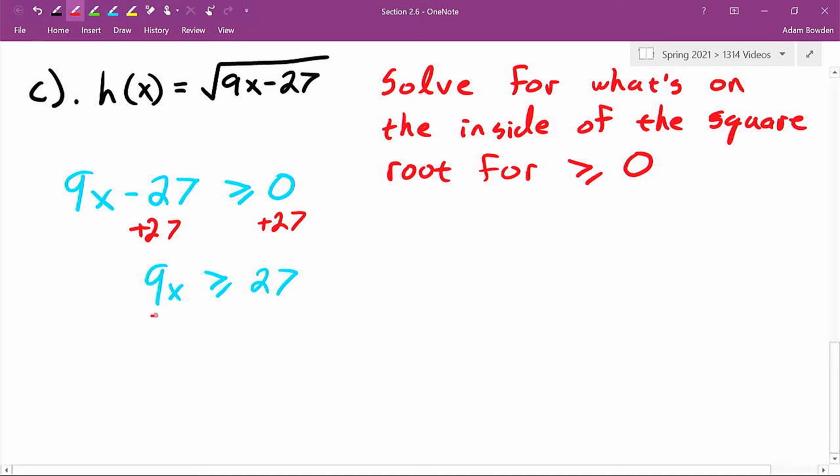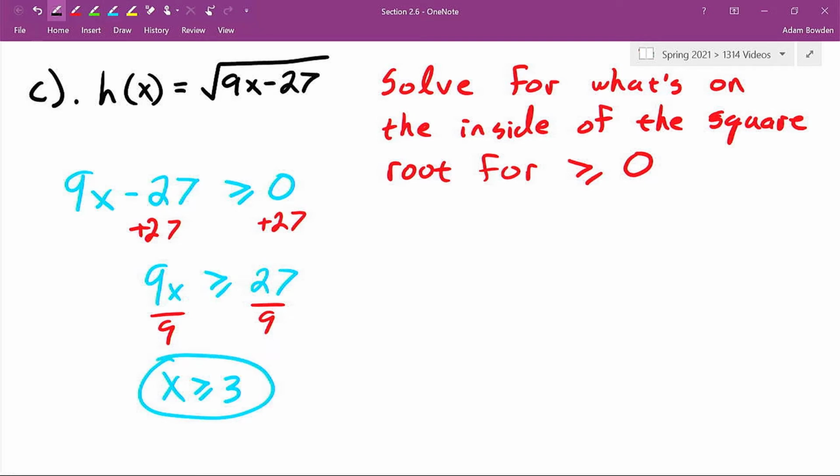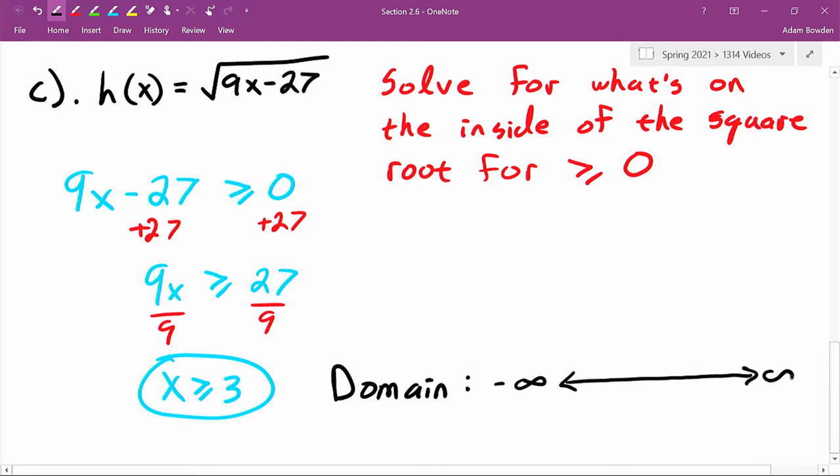And divide by the 9. And it'll say x is greater than or equal to 3. And that specifies the domain for this function. The domain will be all the numbers from 3, including the number 3, all the way off toward infinity. So we'll have a bracket at 3 since we're including that number, and everything greater than that. Or we'll write that as bracket 3, comma, infinity.